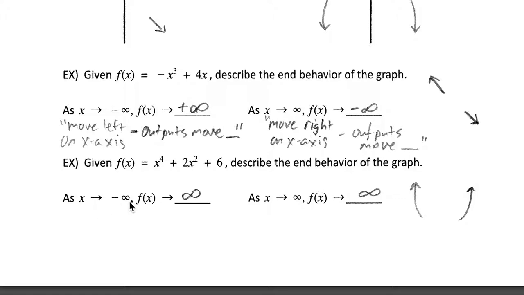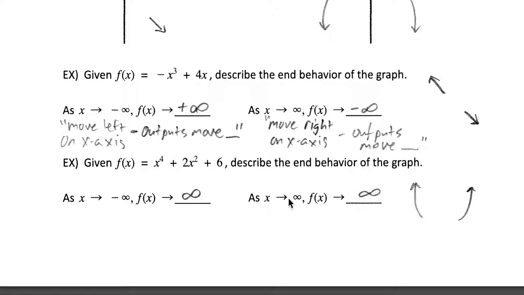So as x approaches negative infinity, or as we move left on the x-axis, our outputs are going up towards positive infinity, which is also the same as if we go the other direction on our x-axis. As x approaches positive infinity, our outputs are also going up the exact same amount. So both positive infinity answers there.